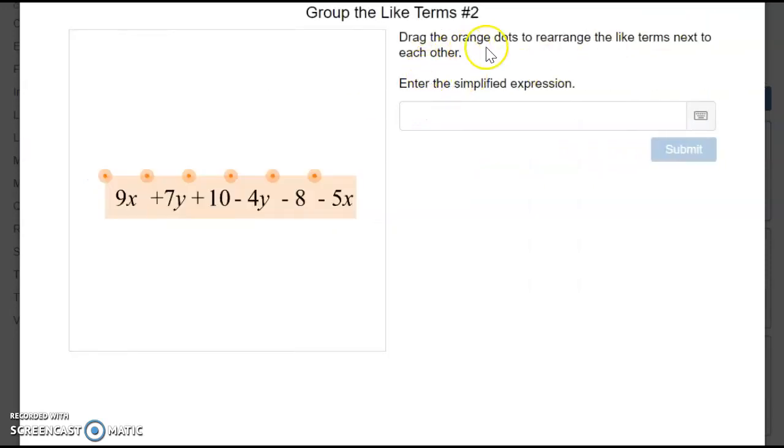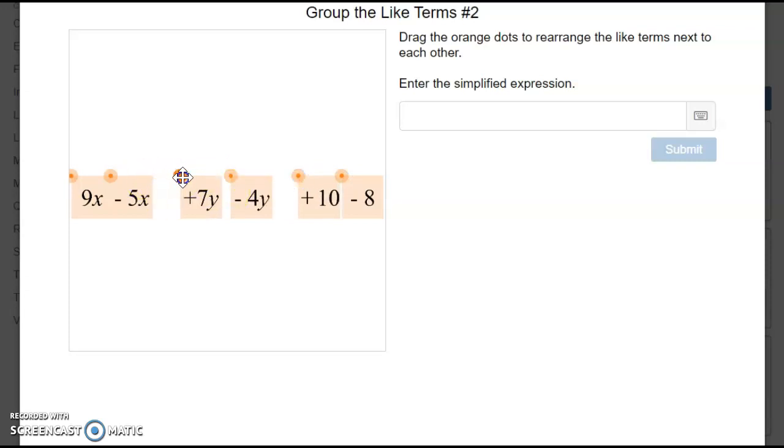The next one: drag the orange dots to rearrange the like terms next to each other and enter the simplified expression. Okay, so 9x, do I see any more x's? Yes, I see the 9x and the negative 5x, so I am going to bring those two guys together. I will bring all the numbers to the back. Let's see, I will bring these two guys to the back. And then I have the y's together. So I have x's together, y's together, and the numbers together. Okay, so the x's: 9x minus 5x.